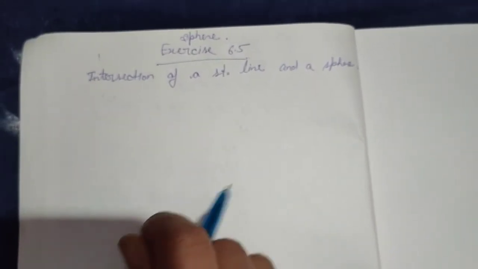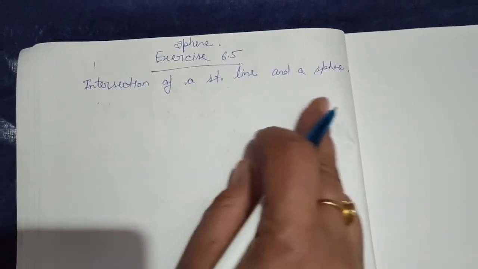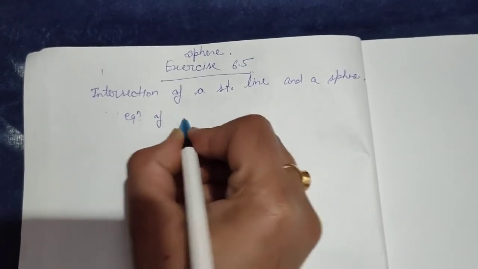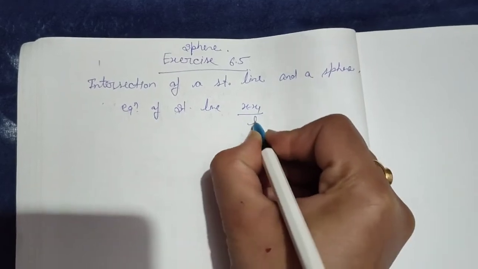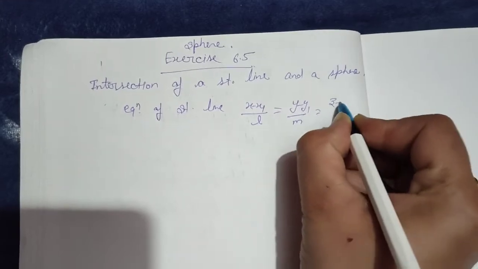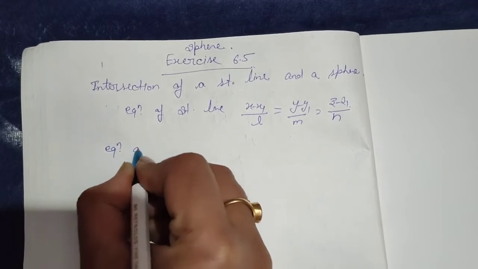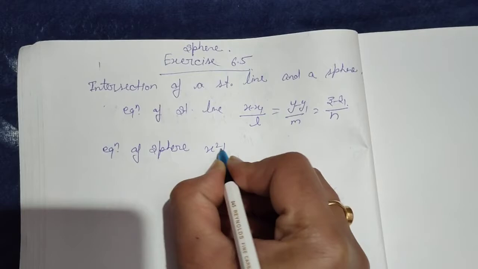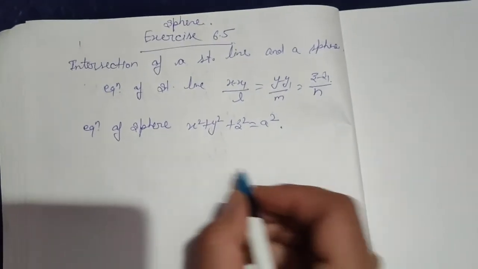Solid Geometry, Chapter Sphere, in exercise 6.5. Intersection of a straight line and a sphere. Equation of a straight line: (x minus x1) by l, (y minus y1) by m, (z minus z1) by n. And equation of a sphere: x square plus y square plus z square is equal to a square.